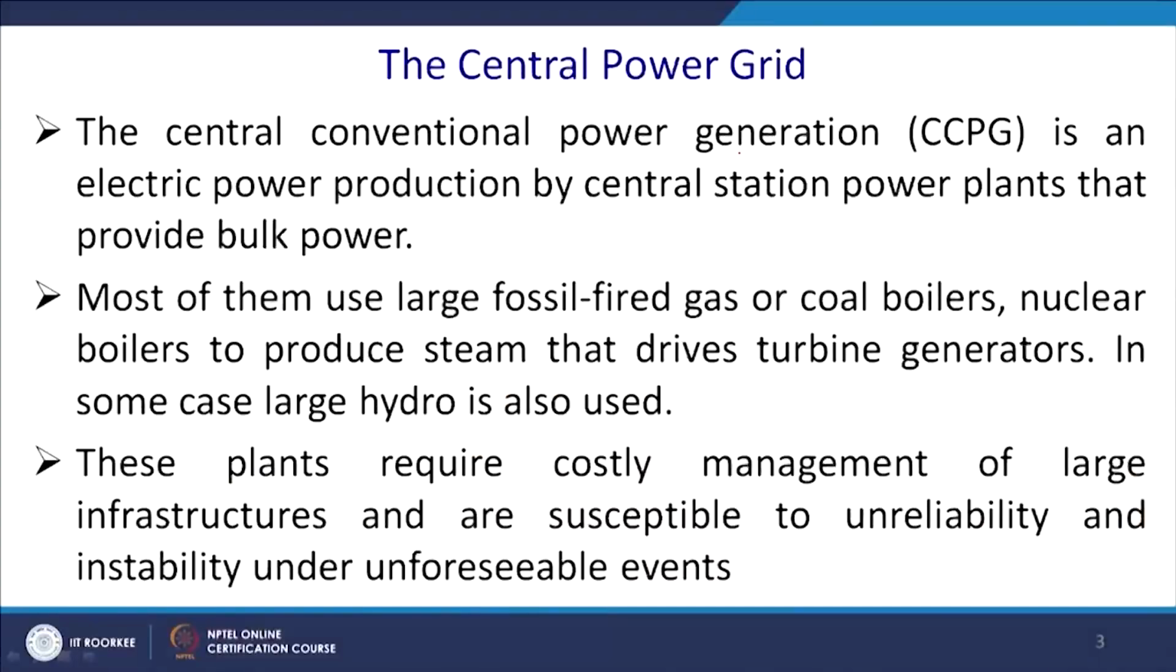So, central power grid. The central conventional power generation, which we shall abbreviate as CCPG, is electric power production by a central station power plant that provides the bulk of the power. Since it provides bulk power, it is required to be placed away from the load center, because that much land is not available in the load center.